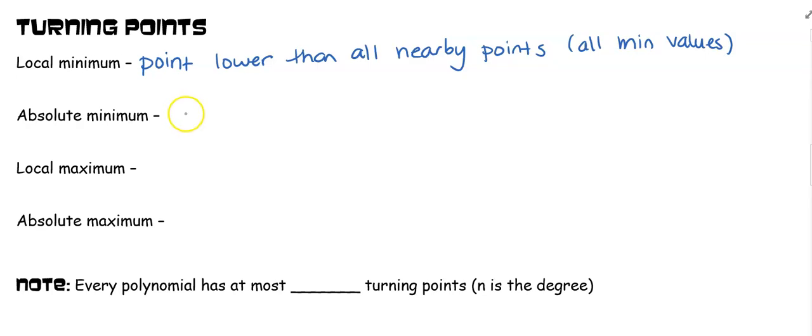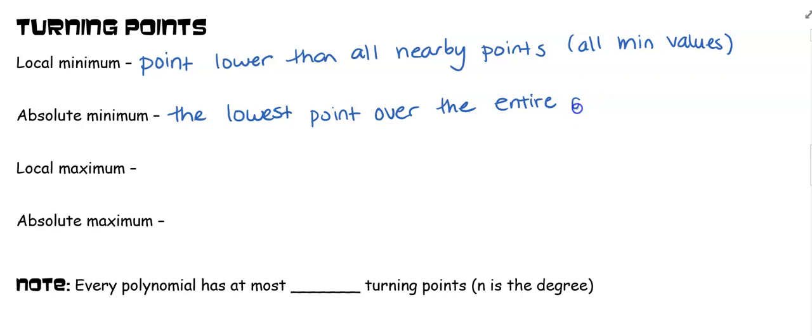Then sometimes there's an absolute min. That means it's the lowest point over the entire domain of the function.